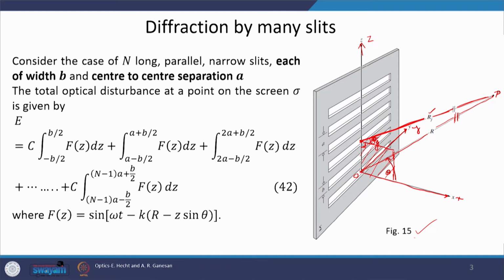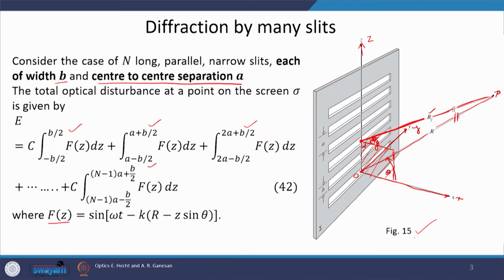Now these all slits are identical, and the slit width is small b, and center to center separation is a. This slit width and center to center separation a is the same as what we studied in the double slit experiment. Now we will again apply the same mathematics which we developed for single slit and then applied to double slit. In double slit we solved two integrations. Now since here the number of slits is capital N, we will solve N integrations. And these are the integrations.